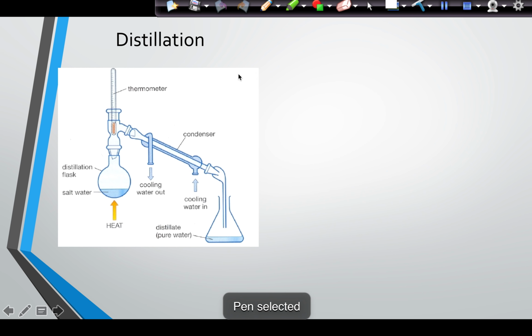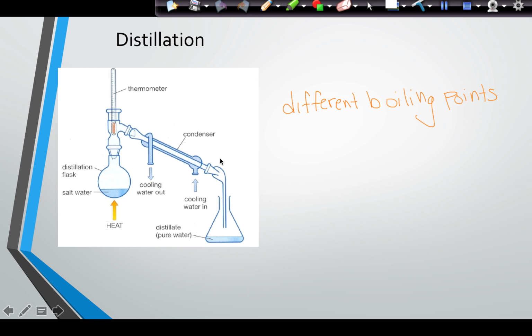Distillation was another thing that people asked about, and we use distillation to separate mixtures of substances that have different boiling points. And we heat up a mixture. As we heat it up, the vapor goes into the condenser, and there is some water surrounding this that cools what's inside the condenser, so that that vapor can turn into liquid and be collected in the flask.